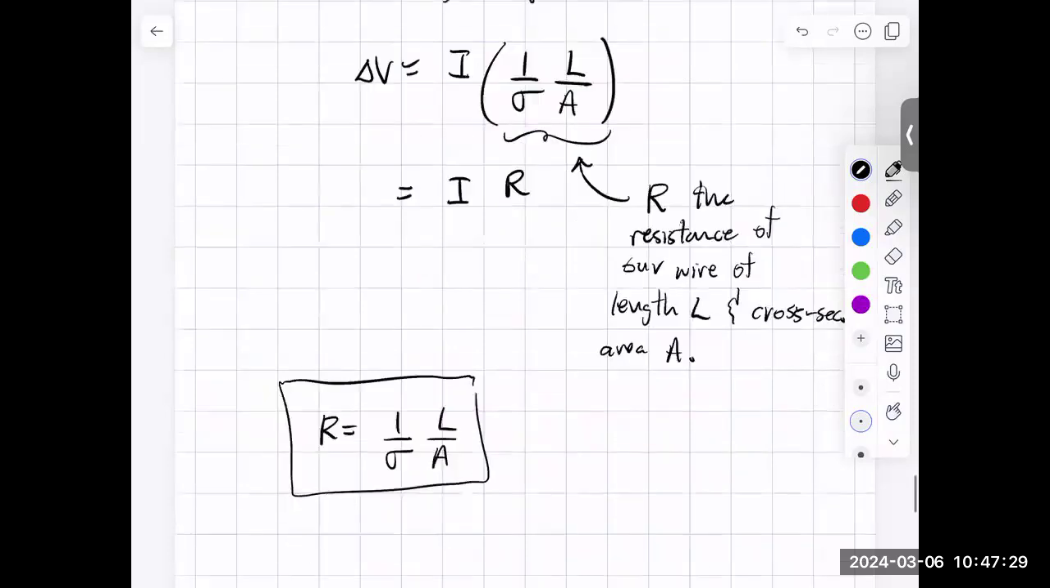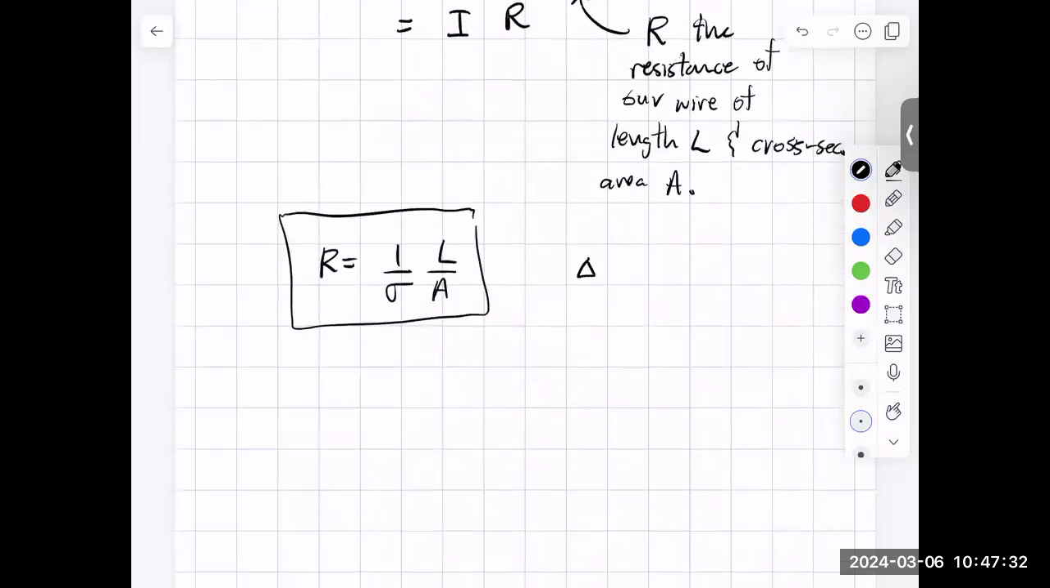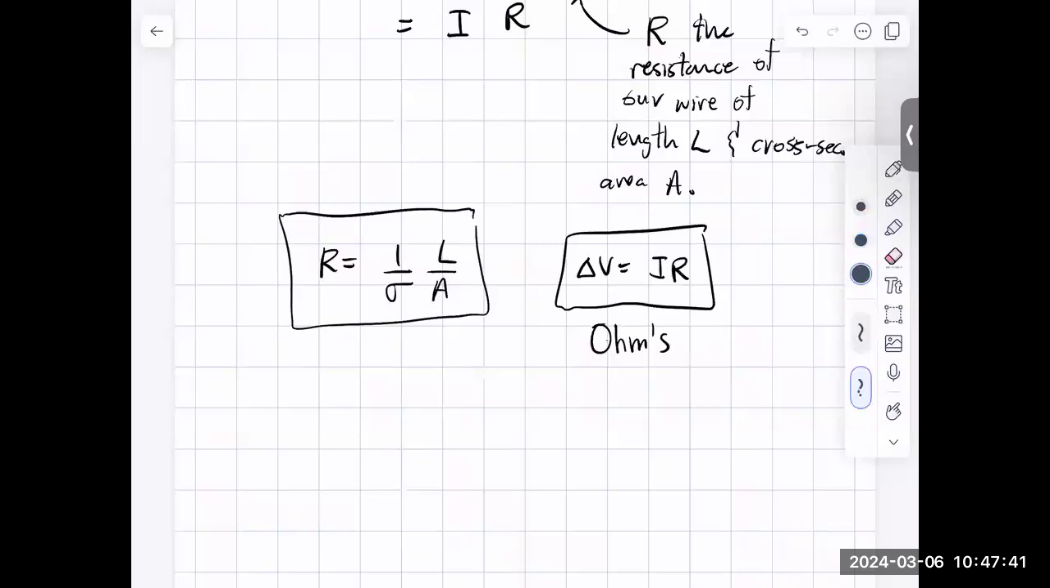Okay, so this delta V equals IR. This is, as you may already know, our expression for Ohm's law. And I just want to emphasize that it's not true for everything, but it's true for a lot of common good conductors that we find in, say, wires in our electronic devices and homes and just metals in general. Okay, so we have 2 minutes left.